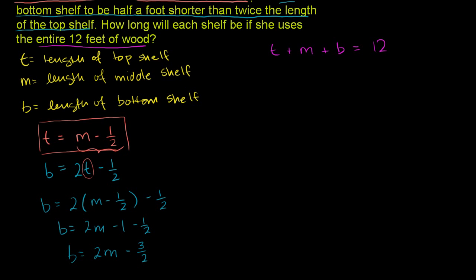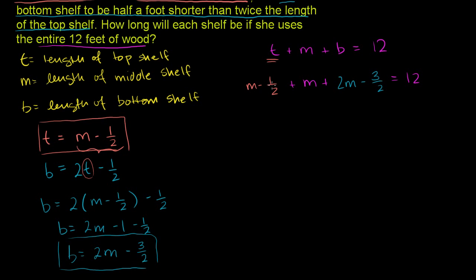So the top shelf, instead of putting a t there, we could put m minus 1/2. So we put m minus 1/2 plus the length of the middle shelf plus the length of the bottom shelf. Well, we already put that in terms of m. That's what we just did. This is the length of the bottom shelf in terms of m. So instead of writing b there, we could write 2m minus 3/2, plus 2m minus 3/2, and that is equal to 12.